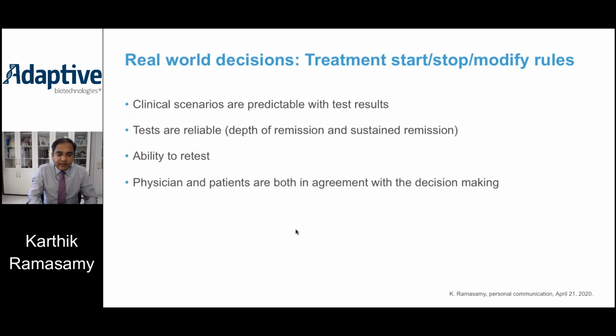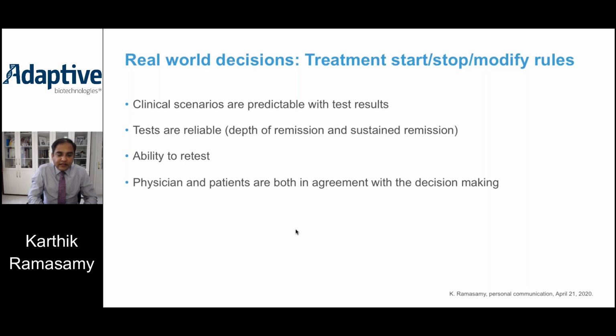To be able to make these real world decisions, we need the right clinical scenarios, and these scenarios are predictable with test results. So we're often reliant on test results in creating the right scenarios where we can make these treatment choices. These tests have to be reliable, and tests such as MRD tests, which clearly show depth of remission and sustained remission, are key.